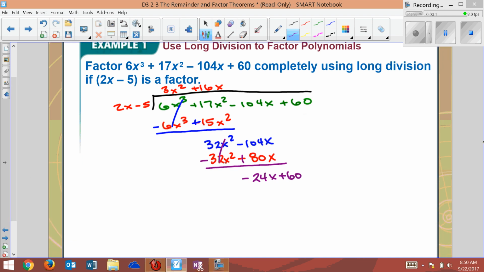Now I ask myself one more time, what do I need to multiply by 2x to get negative 24x? I need to multiply by negative 12. If I multiply by negative 12, I would have negative 24x. Negative 12 times negative 5 is positive 60. And finally, last step is, again, you switch signs. So this becomes positive, this becomes a negative. Those cancel, 0 remainder. Now, if you have a 0 remainder, what that means is you have factored it.